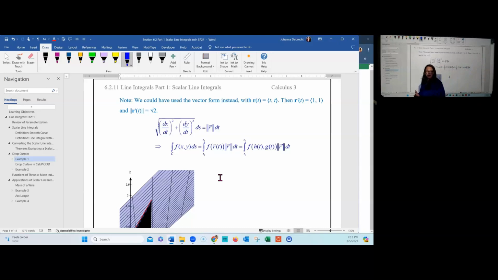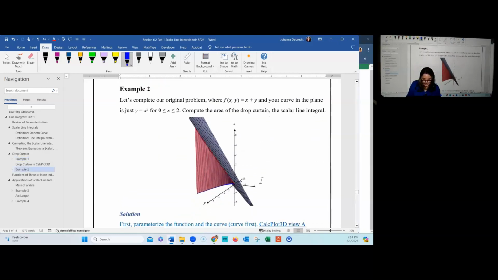And then we can find the magnitude of that, which is the square root of 1 squared plus 1 squared, which gives us the square root of 2. This means that we can find the evaluation of the space curve as evaluating the function as a function of t multiplied by the magnitude of r prime with respect to dt from t equal a to t equal b. Let's take a look now at example 2.